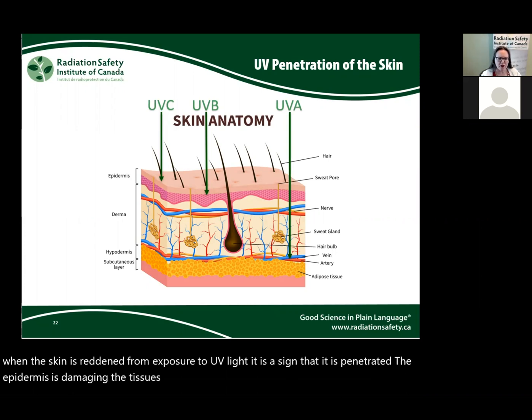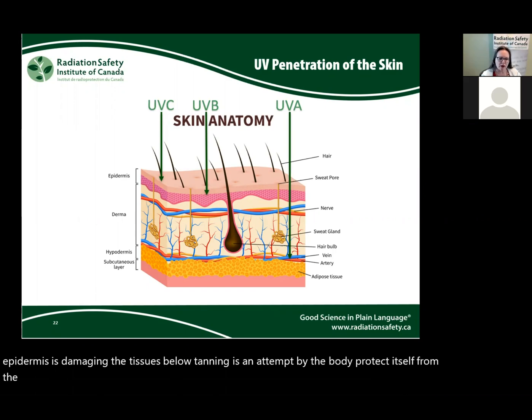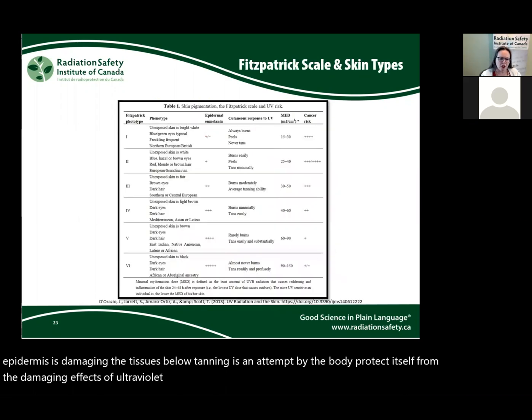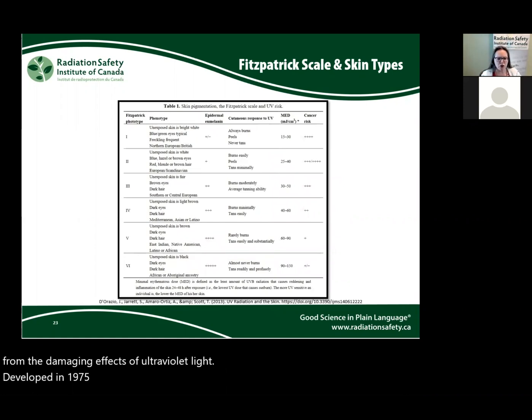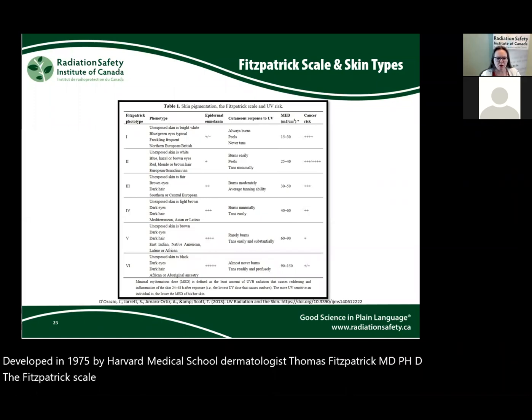Tanning is an attempt by the body to protect itself from the damaging effects of ultraviolet light. Developed in 1975 by Harvard Medical School dermatologist Thomas Fitzpatrick, MD, PhD, the Fitzpatrick scale is used by the medical community to categorize various skin types and their susceptibility to UV light.